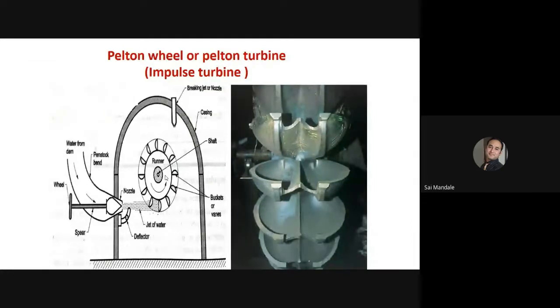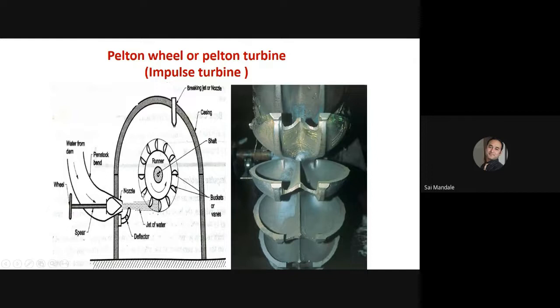But in order to stop this runner fast, one additional arrangement is done, that is the braking jet or braking nozzle. This is the braking jet or braking nozzle. It also supplies water to the assembly, so that when we need to stop the runner or turbine, the water is again supplied from this braking jet so that it acts as a barrier to the runner. It acts as a brake, in short, to the motion of the runner, and the runner will stop.